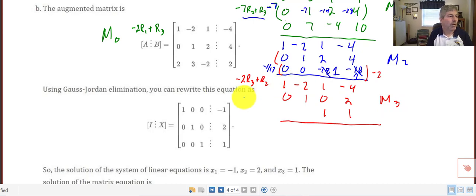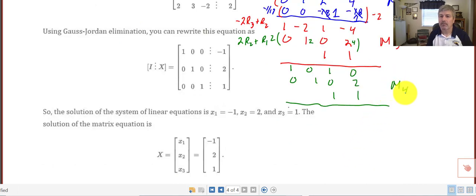I am going to multiply row 2 times 2 and add it to row 1. So 2 times row 2 plus row 1. If I multiply all that by 2, this becomes 2. This becomes 4. So now my new top row becomes 1, 0, 1, 0. My second row stays the same. My third row is my 2 1s. So that's my fourth matrix.